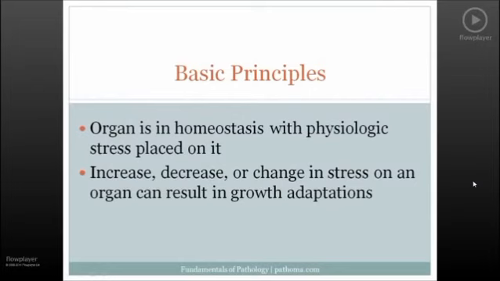Now, if there is an increase in stress, or a decrease in stress, or a change in stress on an organ, then the organ will undergo growth adaptations. And these growth adaptations are what we want to discuss over the next few minutes. And generally speaking, the growth adaptations are very high yield for examinations.